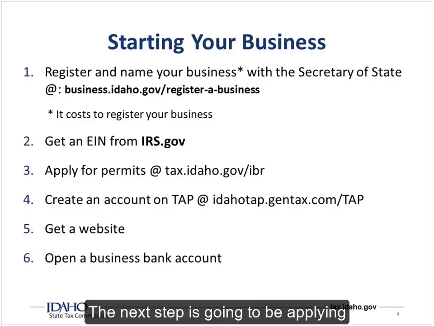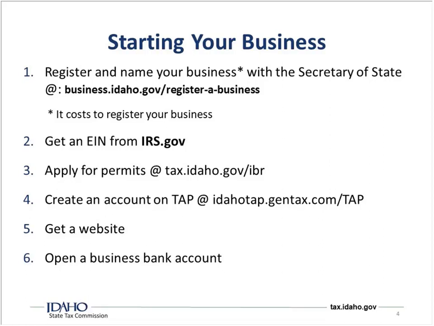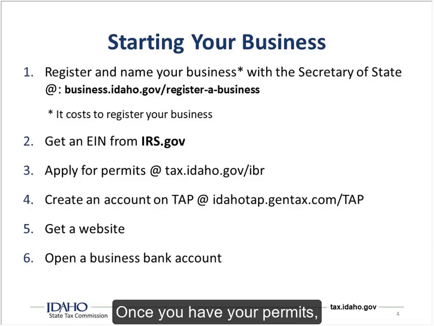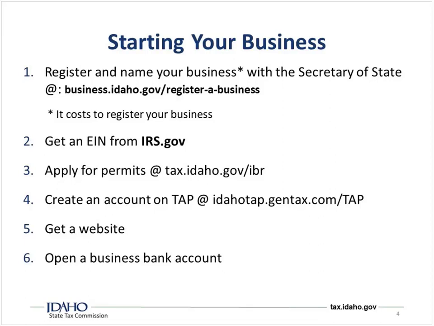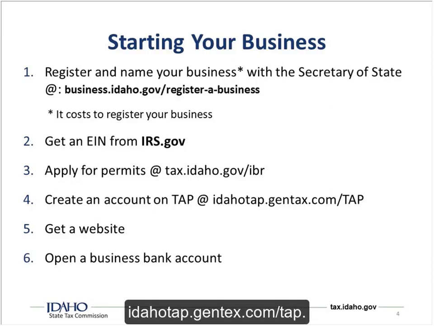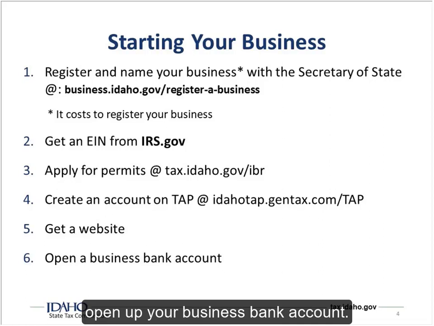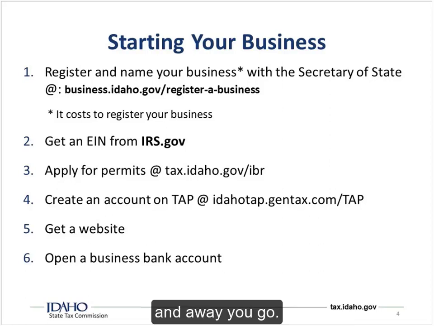The next step is applying for permits. You'll do that at tax.Idaho.gov/IBR. Once you have your permits, you're going to want to create an account in TAP at idahotap.gentax.com/tap. And while you're doing this, go ahead and set up your website, because steps 3 and 4 are going to take some time. Go ahead and set up a website, open up your business bank account, and away you go. So we're going to go through some of these steps in detail.